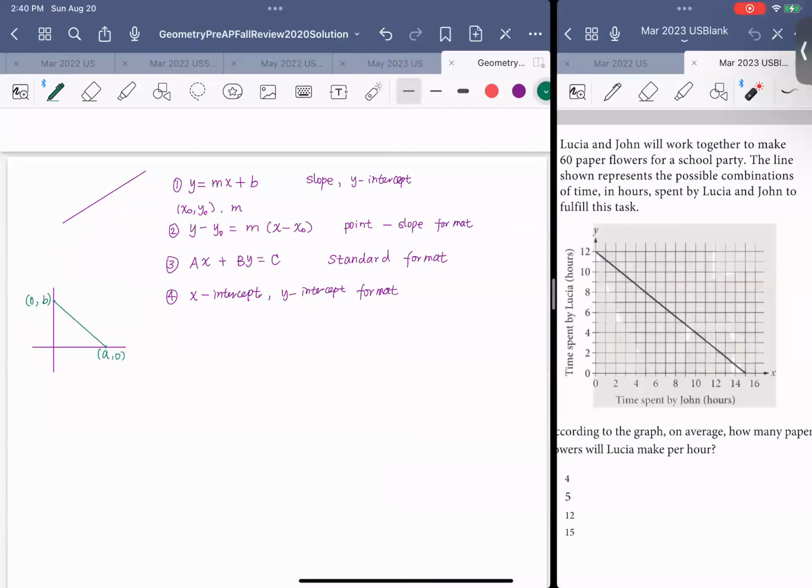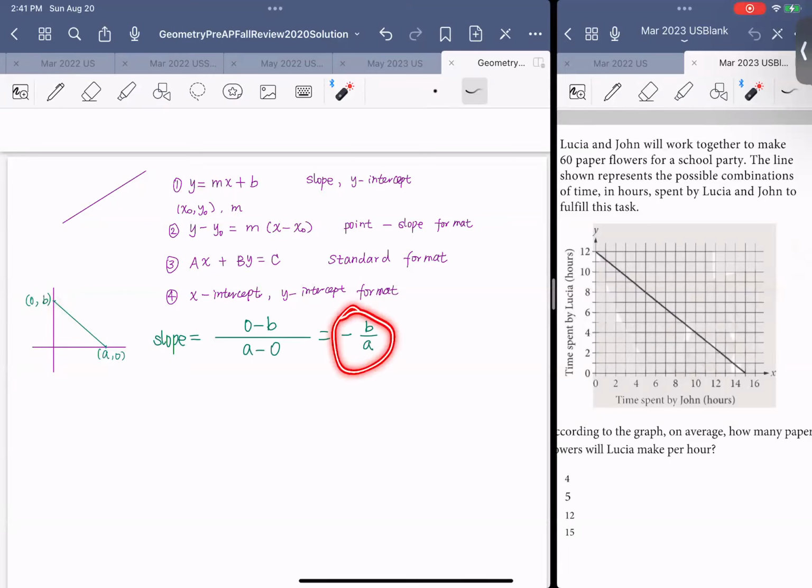Annie, let's see here. You have this point, you have this point. Let's do the slope. Go ahead. The slope is 0 minus b over a minus 0, which is negative b over a. Good. And then you have this as your y-intercept.